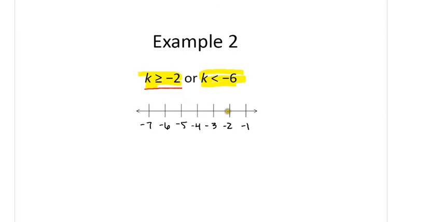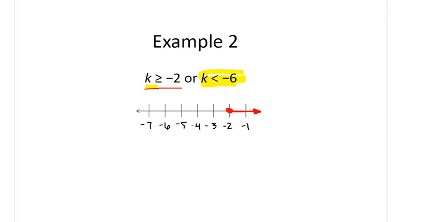Here's -2. I'm going to go ahead and put in a closed circle because -2 is included in the solution set with that equal to section right here. So any number that is greater than or equal to -2. So -1 is greater than -2. 0 is greater than -2. All of these numbers that go to the right of -2 could be a possible solution set for K.